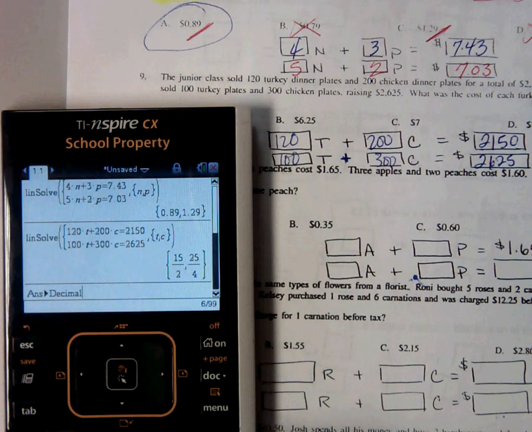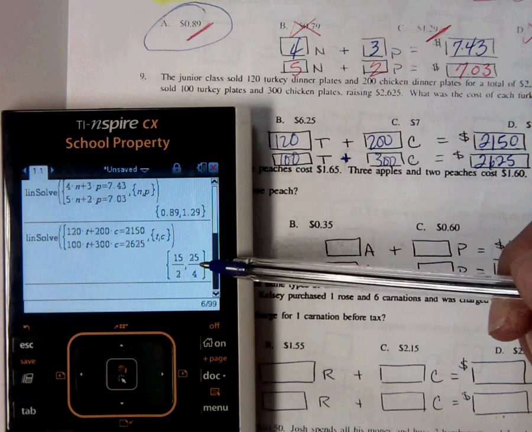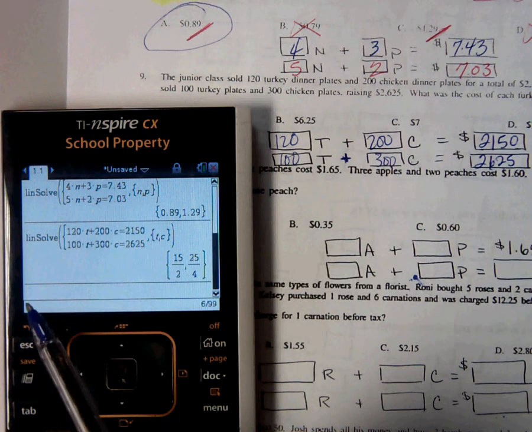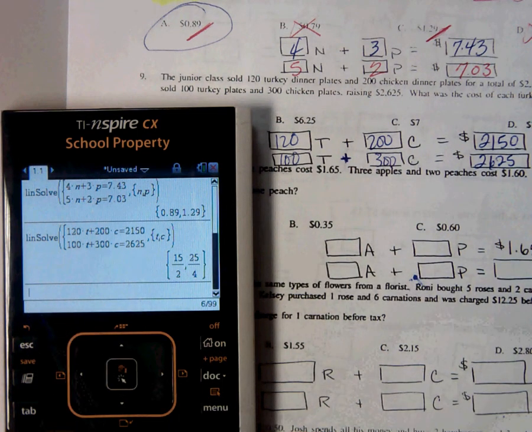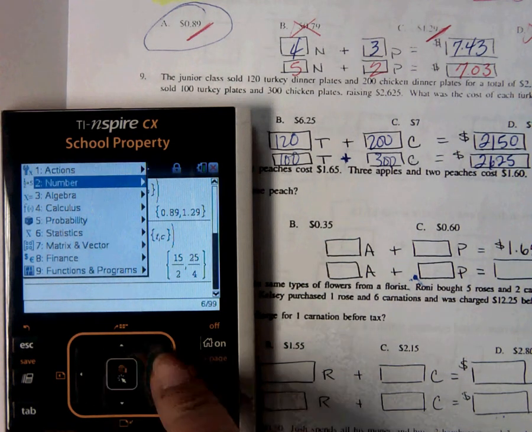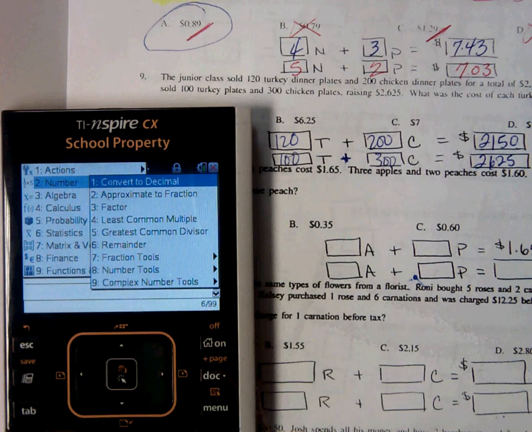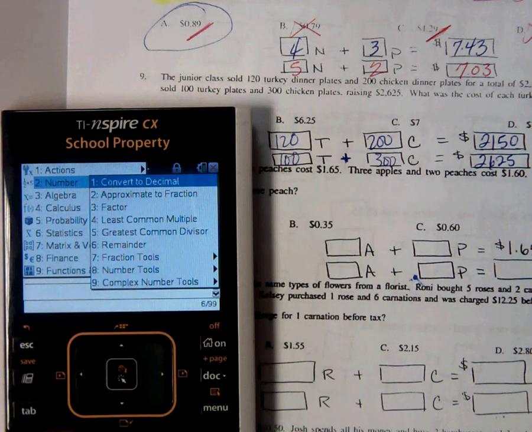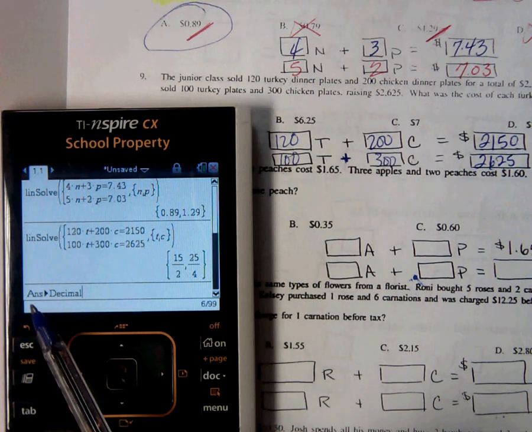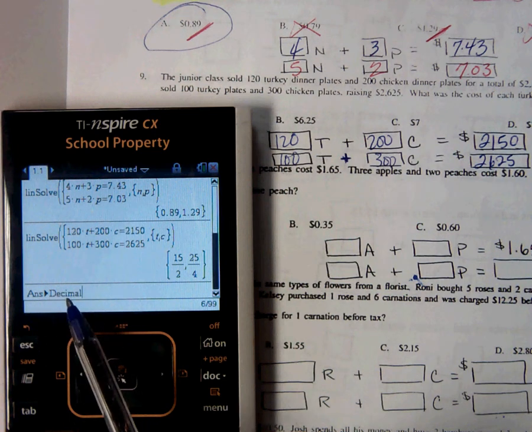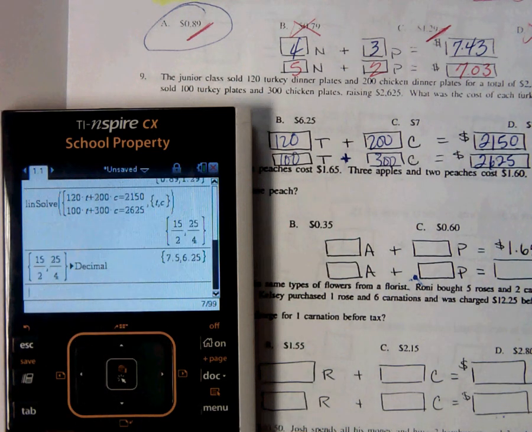Now, I want to do that one more time. I have just completed pressing enter after doing menu 3-2. I haven't done anything else. The cursor here is blinking. I am just going to press menu, and then I am going to go to number. I am going to hit number 1 or enter for change it to decimal. That's menu 2-1. It automatically brings up this ANS for answer. The calculator is saying, hey, make the answer a decimal. So press enter and it does.